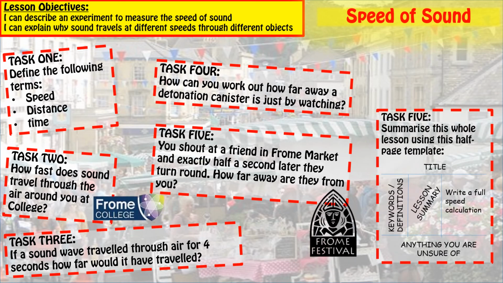And then task 6, as always, it's our postcard physics. So you just write keywords, definition, summary, write out a full speed calculation, and then anything that you are unsure of.